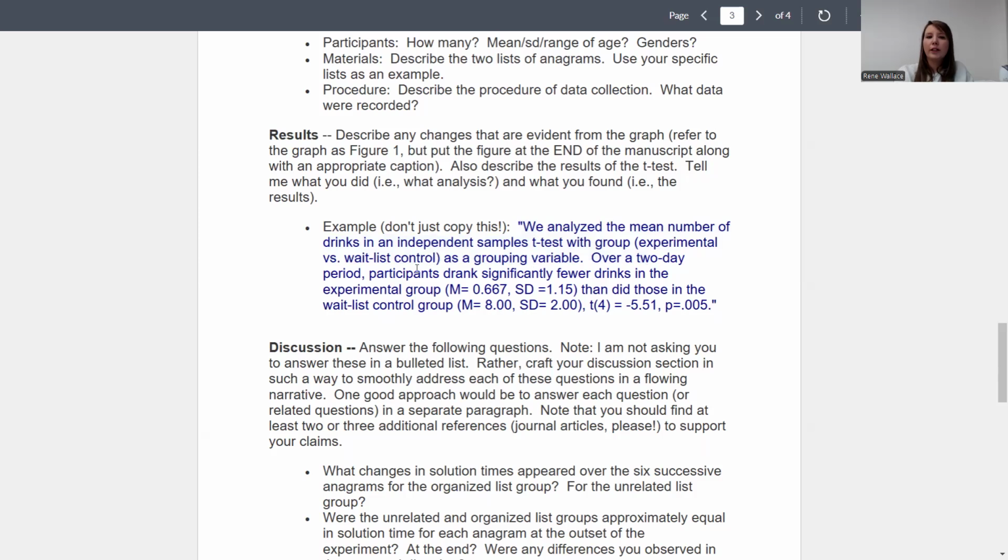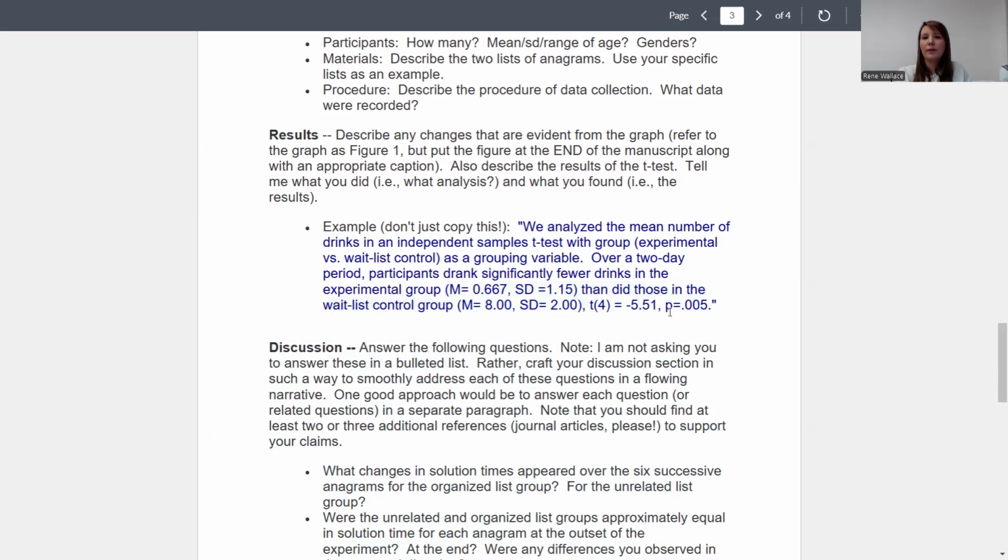Over a 2-day period, participants drank significantly fewer drinks in the experimental group, or not significantly, depending on how you need to word it for what your results say. And this is what your numbers need to look like. So you need to have them in statistics formula format. Your T of whatever equals whatever. Here's your p-score here.